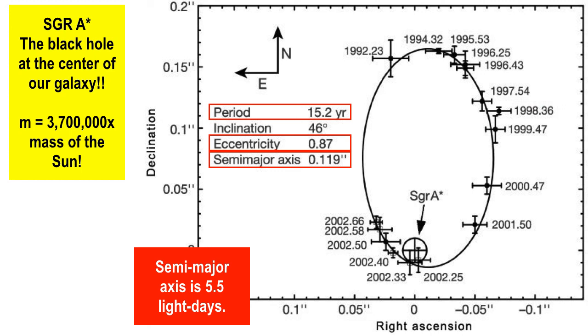The star S2 is the one that's on this ellipse. Here's its orbital period. Here's its eccentricity. Here's a semi-major axis in arc seconds. And here it is in light days.